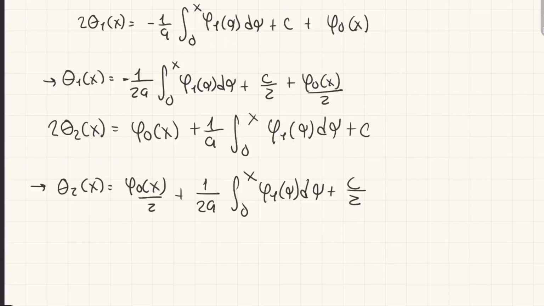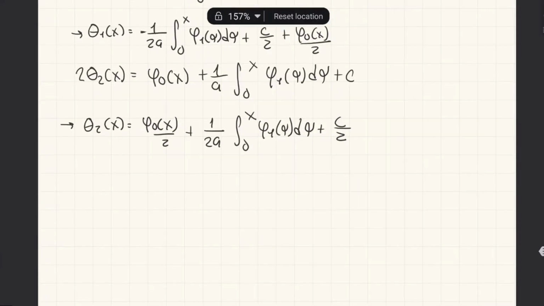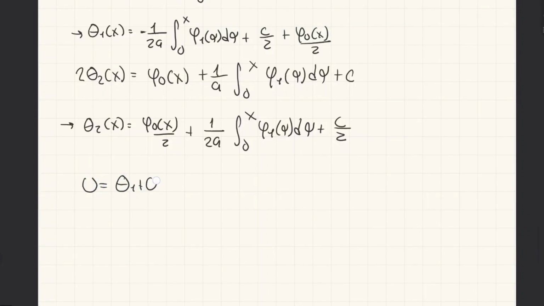Okay, remember that we mentioned that the solution was of the form u equals theta 1 plus theta 2, and that theta 1 is actually expressed as a function of x minus at, right? So we need to evaluate these two quantities that we found at x minus at for theta 1 and x plus at for theta 2.